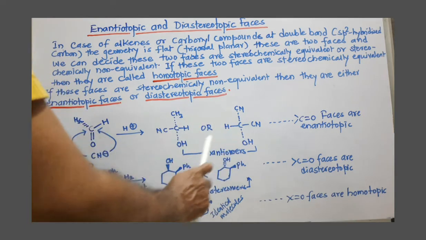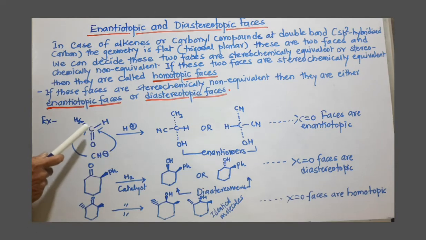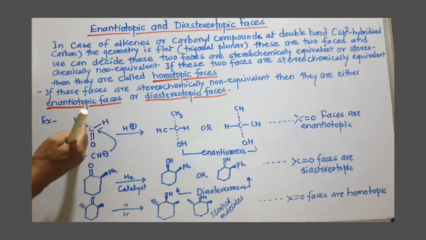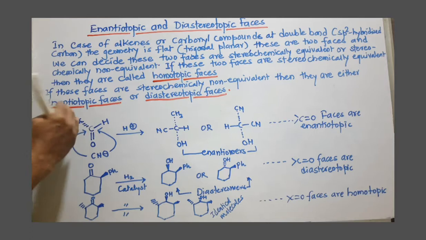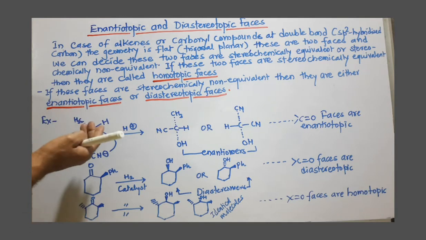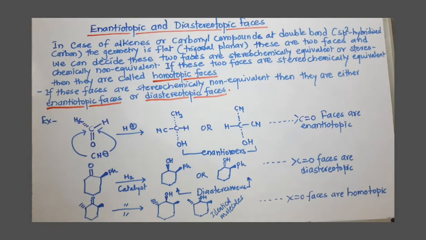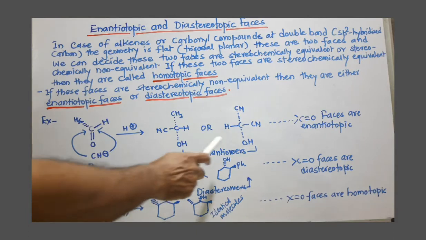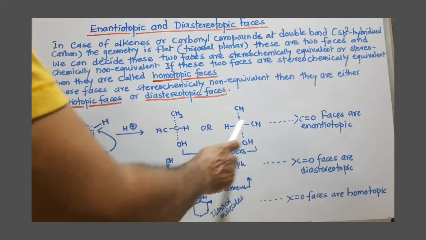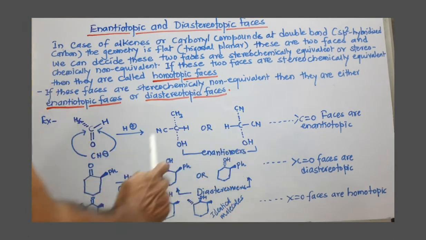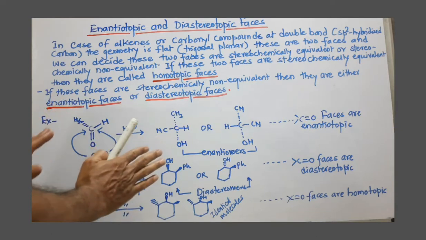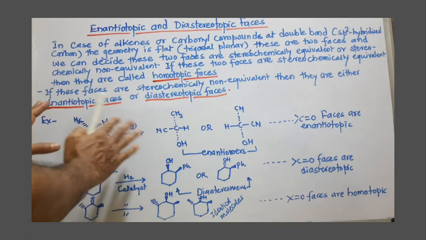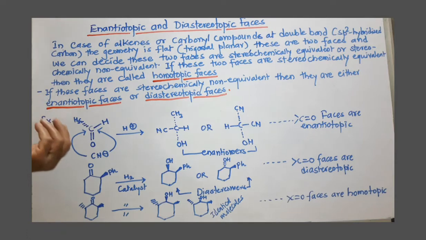If these two are enantiomers, that means this carbonyl group has two faces which are not identical, not stereochemically equivalent. Hence these two faces are called enantiotopic faces because they can give enantiomers. So in this way we can decide whether the faces are enantiotopic or not.